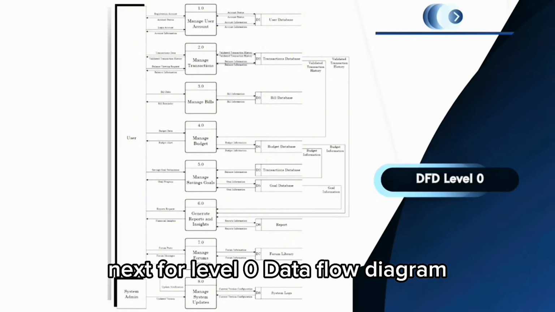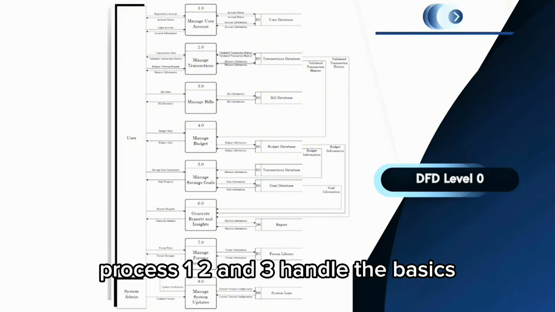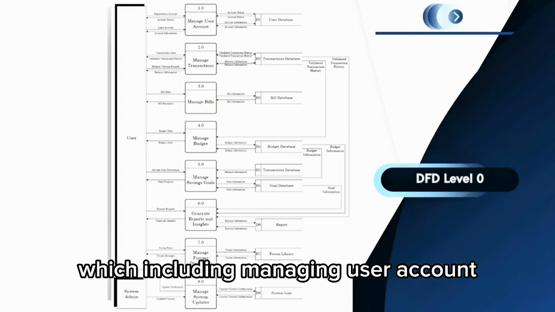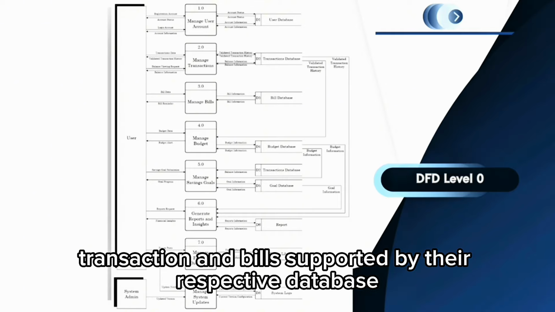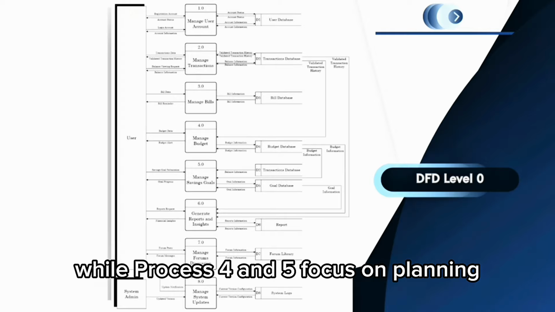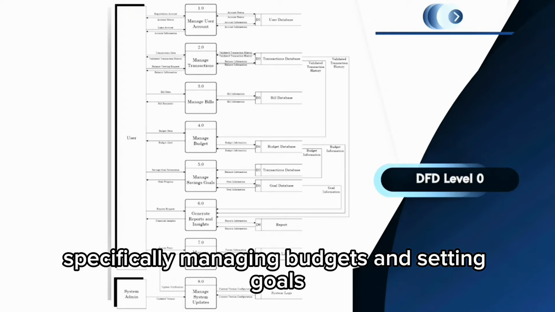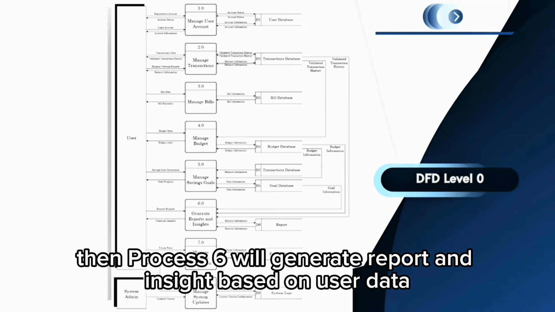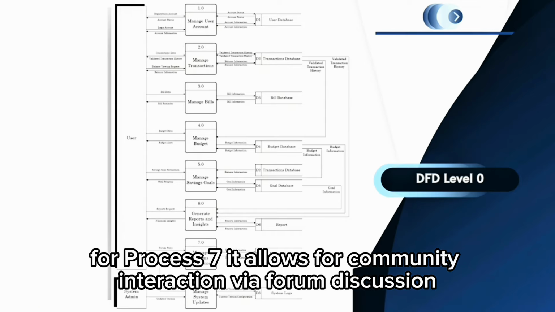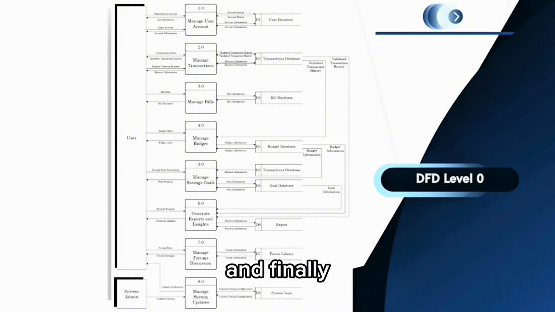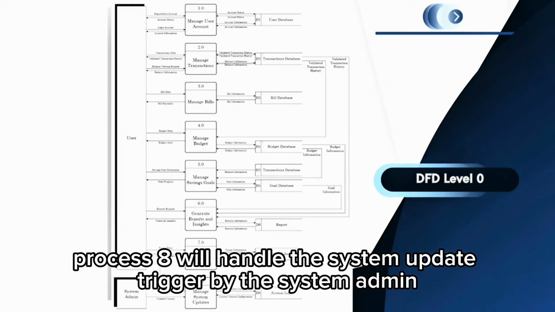Next, for the level 0 data flow diagram, process 1, 2, and 3 handle the basics, which include managing user account, transaction, and bills, supported by their respective database. While process 4 and 5 focus on planning, specifically managing budgets and saving goals. Then process 6 will generate report and insight based on user data. For process 7, it allows for community interaction via forum discussion, and finally, process 8 will handle the system update triggered by the system admin.